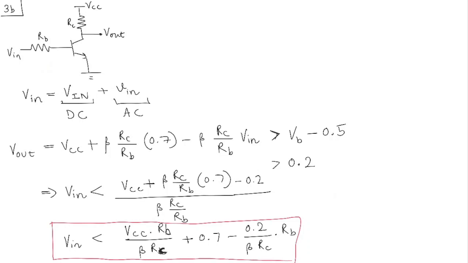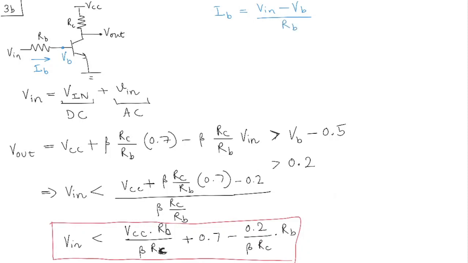Let's think about the other condition. The other condition is that our transistor should not be in cutoff mode. To get the condition there, what we need to look at is VB and IB, right? So what is IB equal to? IB is equal to V in minus VB divided by RB, right?